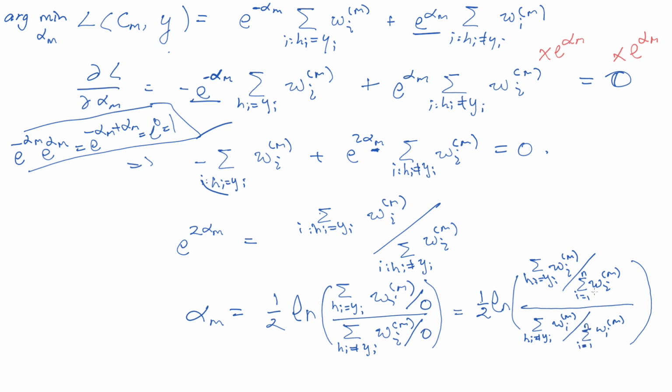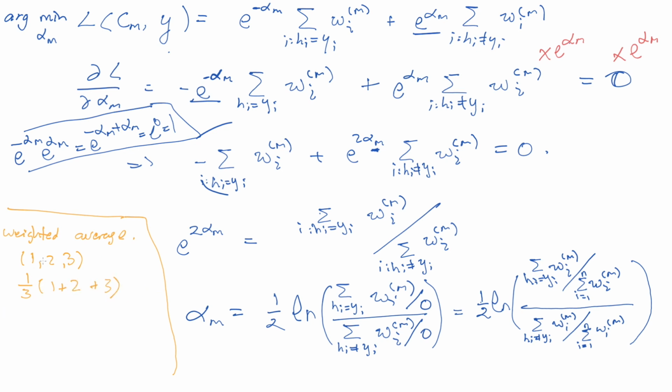Okay, and the reason I'm doing this is that what we have now is a weighted average. So how do you do averages? Let's say I have this vector 1, 2, 3. The average is 1 over 3 times 1 plus 2 plus 3, right?